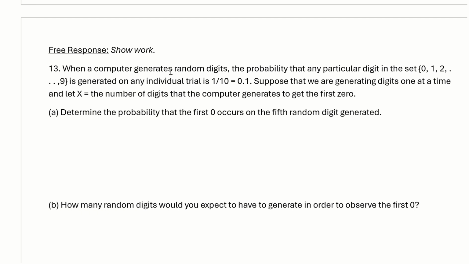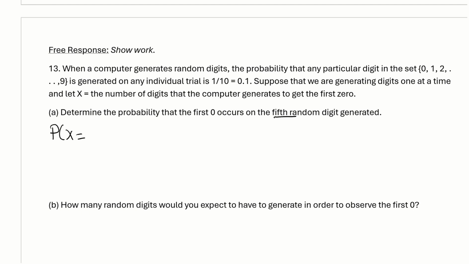All right, so when a computer generates random digits, the probability that any particular digit in the set of 0, 1, 2, all the way to 9 is generated on any individual trial is 1/10 or 0.1. Suppose that we are generating digits one at a time and let x equal the number of digits that the computer generates to get the first 0. Determine the probability that the first 0 occurs on the 5th random digit generated. So this is a geometric distribution, okay? You have to realize that.